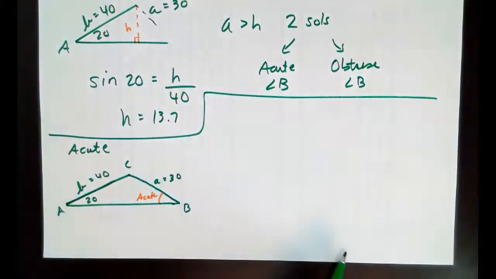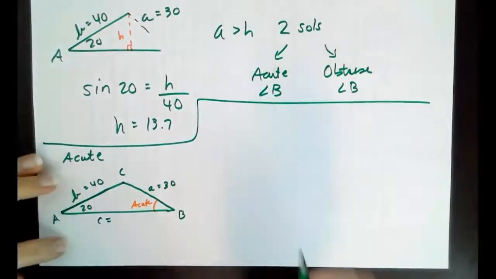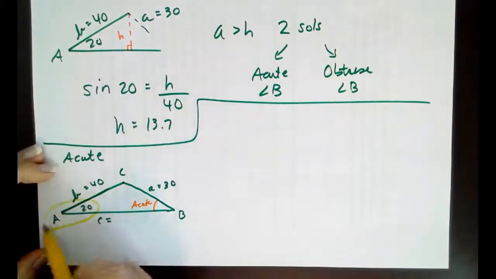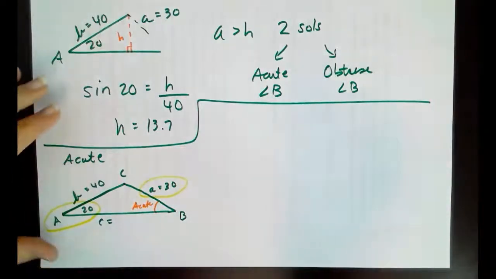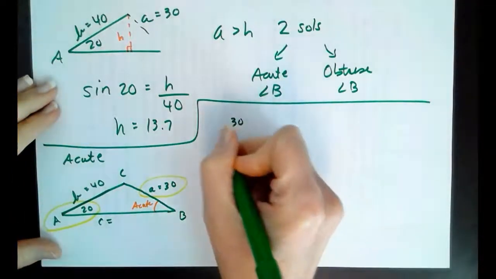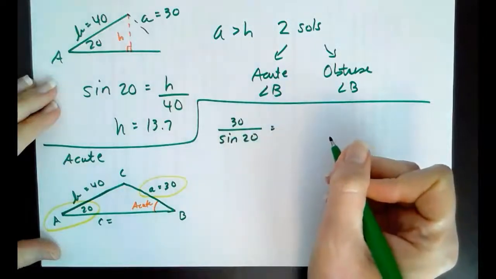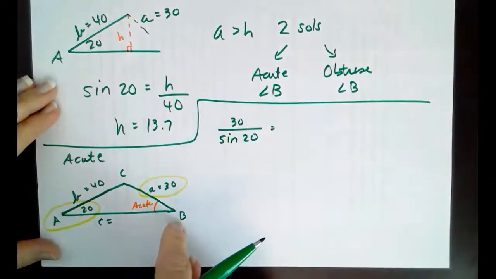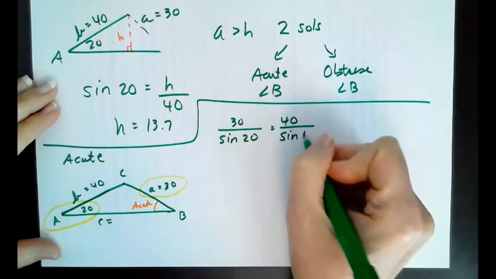Let's find the missing parts of our acute triangle here. We're going to set up our law of sines with our given angle A and our given little a, side A. So 30 over sine of 20 equals, and we are trying to find angle B this time, so use little b, 40 over sine B.